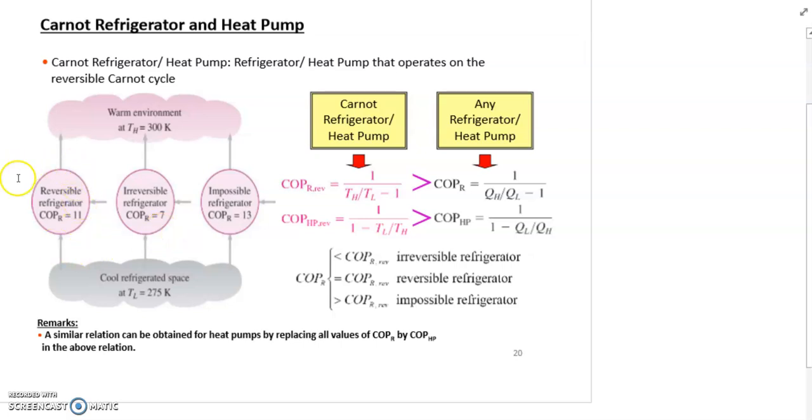And same thing. For a reversible refrigerator, this is the best possible COP you can get. So for irreversible, your COPR will be less than your reversible value. And if it's impossible, it's more. So you cannot get a COPR more than the COP of your reversible refrigerator. The concept is the same as the Carnot heat engine.